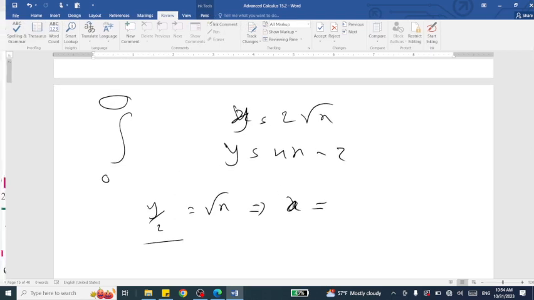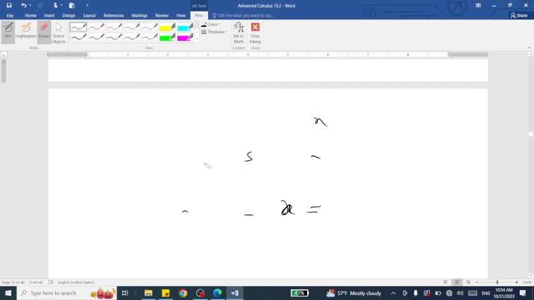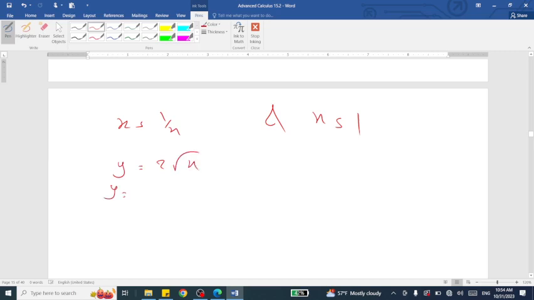We got what? We got that x equal to 1 over 4 and x equal to 1. Am I right? Equation number 1: y equal to square root of x. y equal to 4x minus 2. Okay.